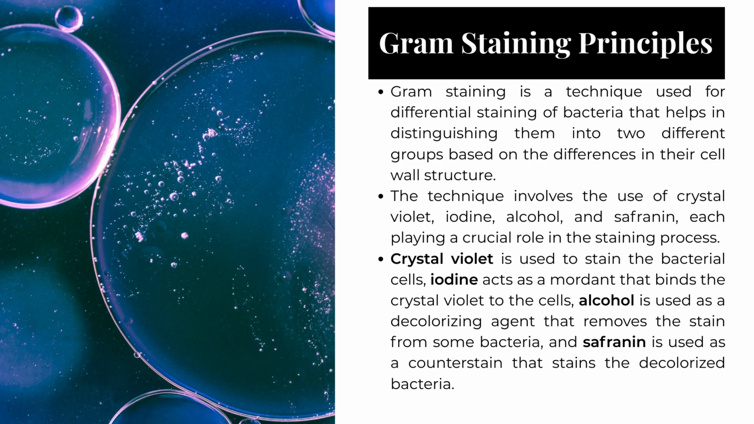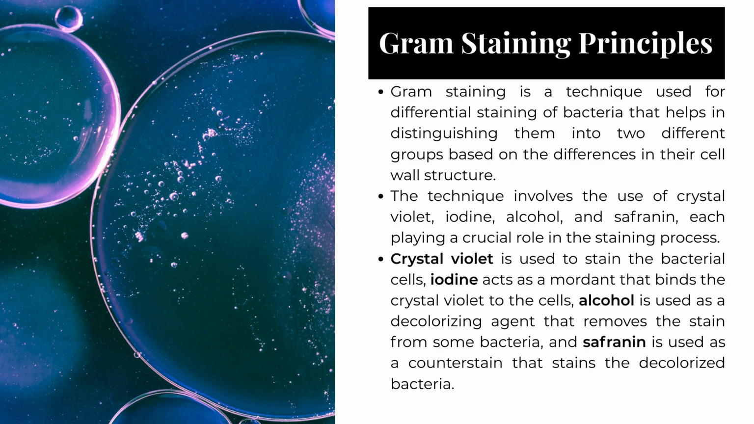Gram staining principle. Gram staining is a technique used for differential staining of bacteria that helps in distinguishing them into two different groups based on the differences in their cell wall structure. The technique involves the use of crystal violet, iodine, alcohol, and safranin, each playing a crucial role in the staining process. Crystal violet is used to stain the bacterial cells.